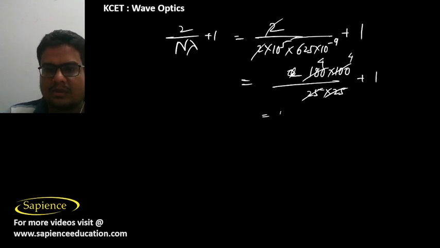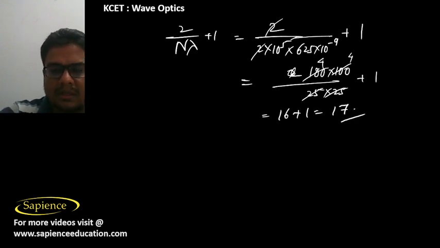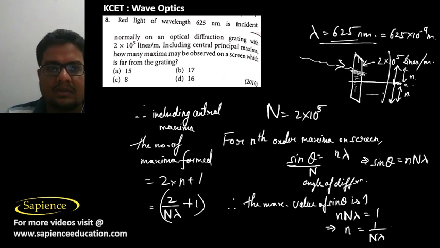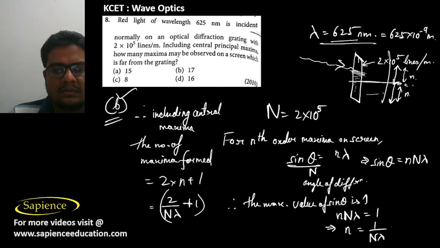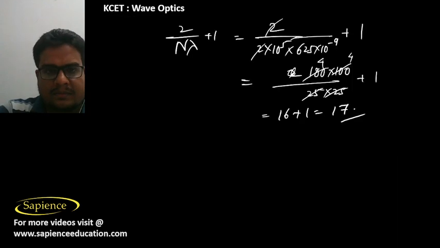So this is 16 plus 1, which is equal to 17. So 17 maximas are formed, including the central maxima. So option B is the correct answer.